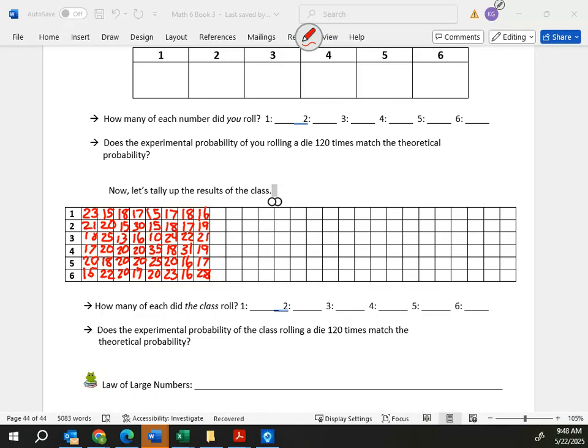So, as you are finished, as I'm writing numbers on the board, you're going to want to record them on your big chart.